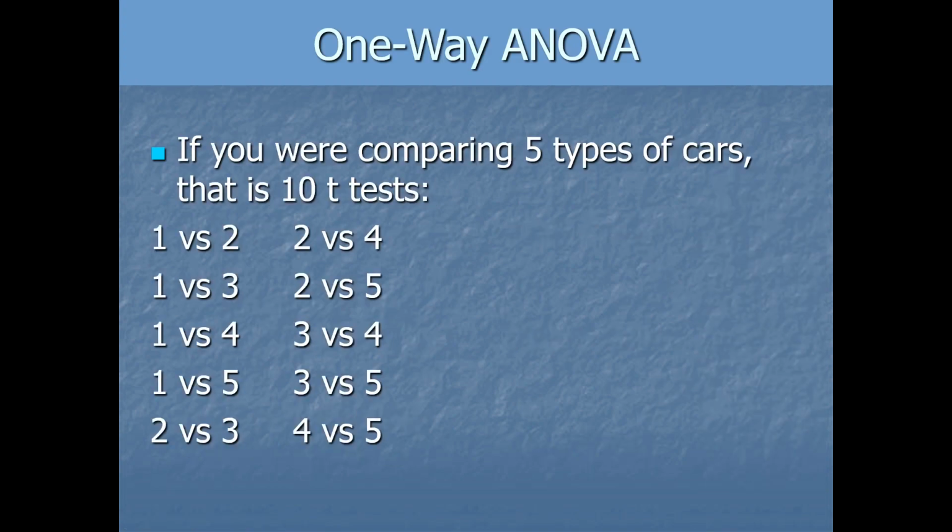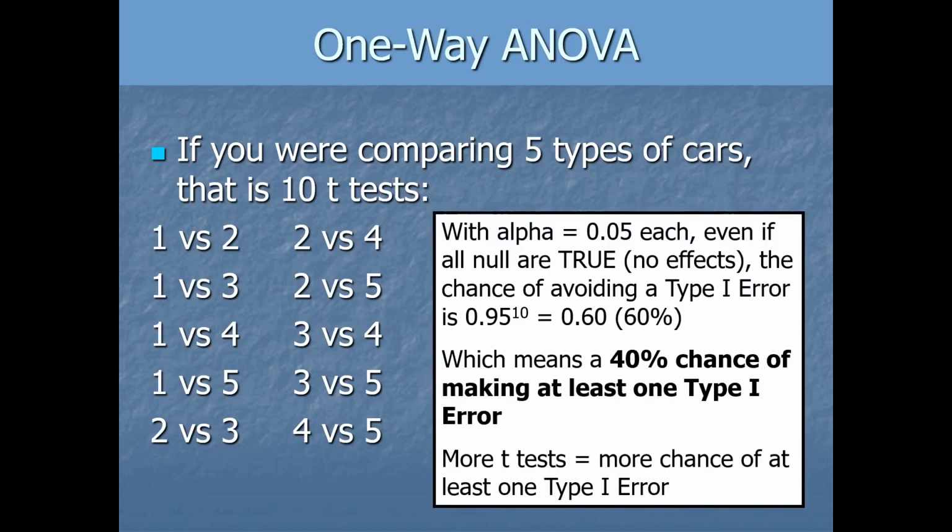And indeed, if I was comparing, let's say, 5 types of cars, that would actually be 10 different t-tests I'd have to be doing if this was my strategy. Type 1 versus type 2, type 1 versus type 3, type 1 versus type 4, and so on. With an alpha level of 0.05 in each of those 10 tests, that means even if there's no real difference, even if the null hypothesis is true for all those tests, you would still have a high chance of getting a type 1 error, of ending up with a false positive. The odds of avoiding that would be 95% to the 10th power, since you're doing 10 tests, but that is only 60%, meaning you have a 40% chance of at least one false positive showing up.